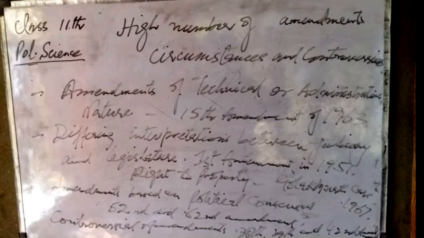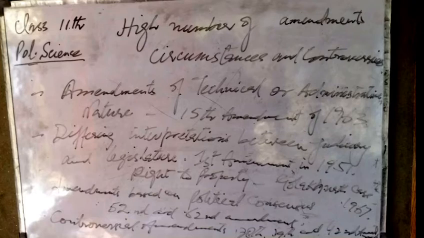Number second, differing interpretations between judiciary and legislature. Dear students, a number of amendments in the Indian Constitution came up due to differing interpretations of legislature and judiciary. And whenever there was a conflict between the legislature and judiciary, the parliament inserted an amendment to make its interpretation authentic. In a democracy, different institutions may interpret the laws variously. At times, the parliament may not agree with the judiciary and therefore it amends the constitution.